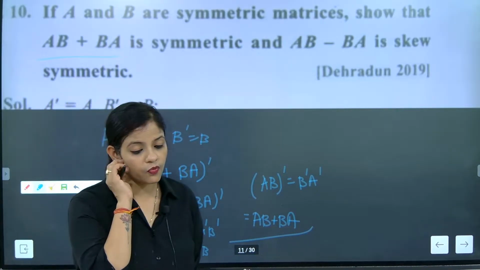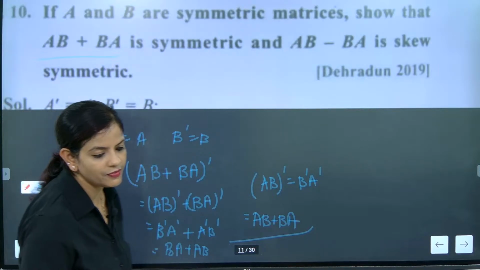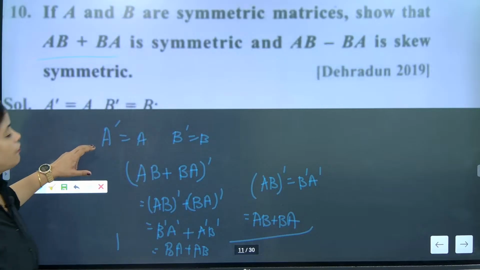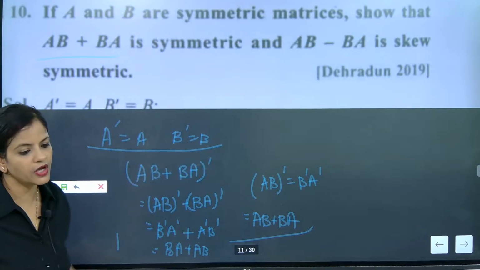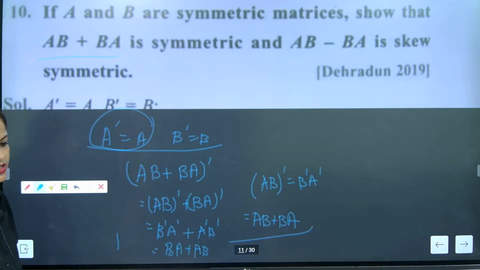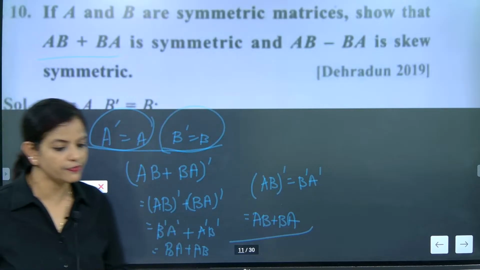That's the case of a symmetric matrix. Nothing big you have to do. I'm just moving so you can write it down. For a symmetric matrix, A transpose is equal to A. This is the case of a symmetric matrix. B transpose is equal to B. It's also the case of a symmetric matrix.